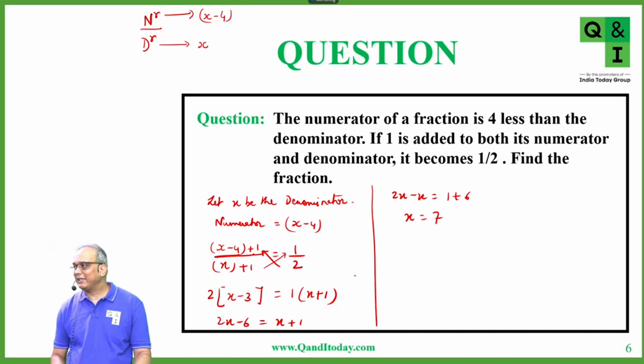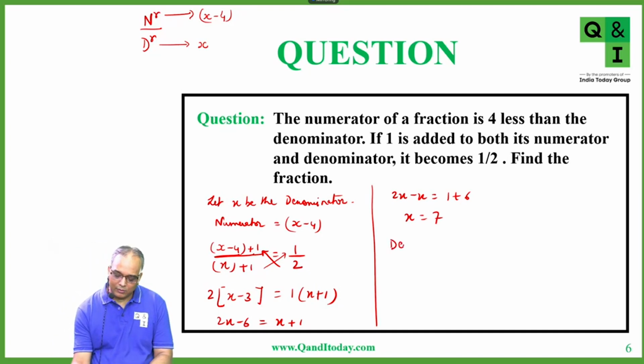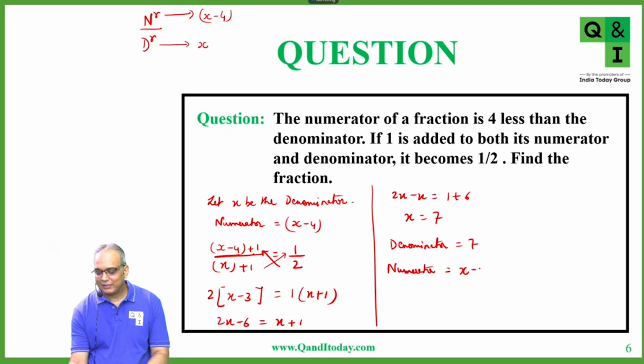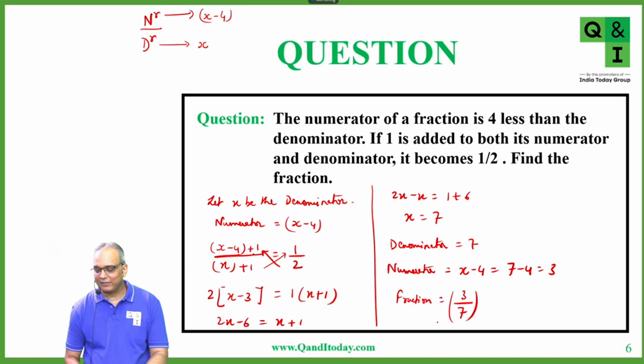So the denominator is 7, students. What does this mean? This means that the denominator is 7 and your numerator is going to be 4 less than the denominator, x minus 4, that is 7 minus 4, which is 3. So the original fraction is numerator by denominator, that is 3 over 7.